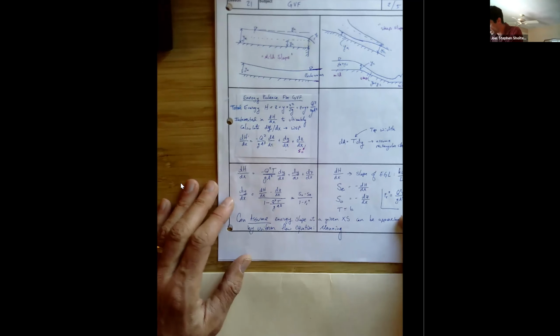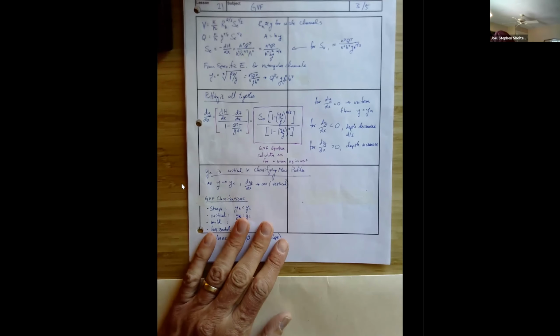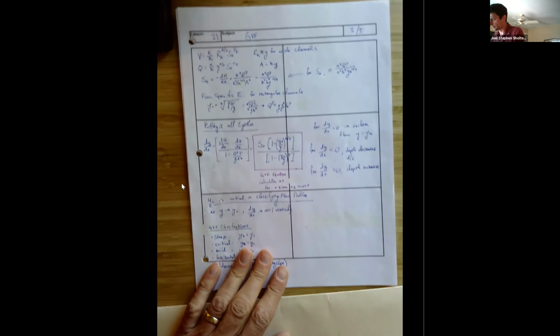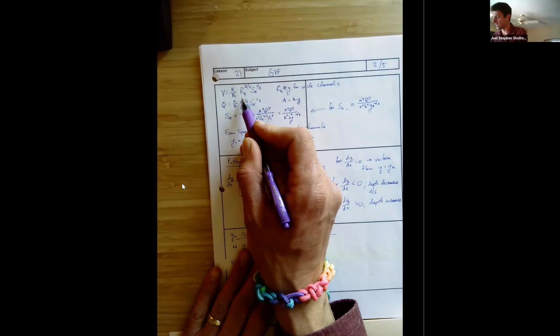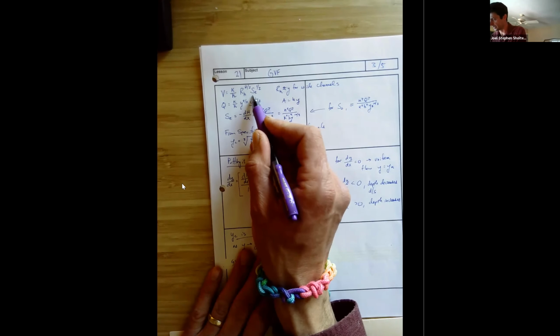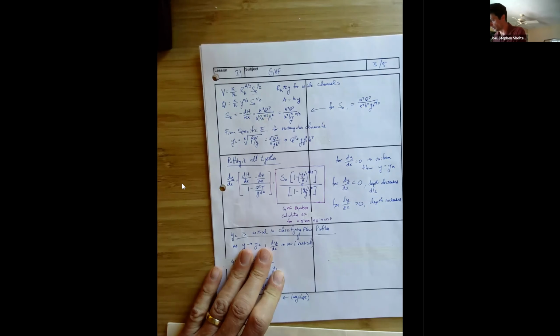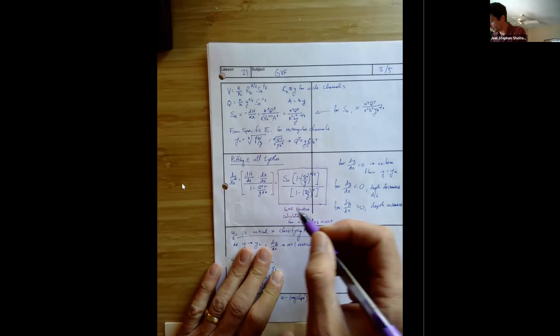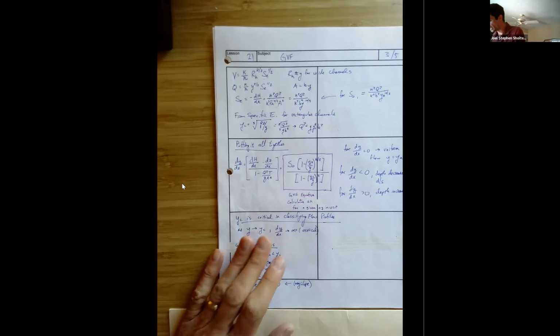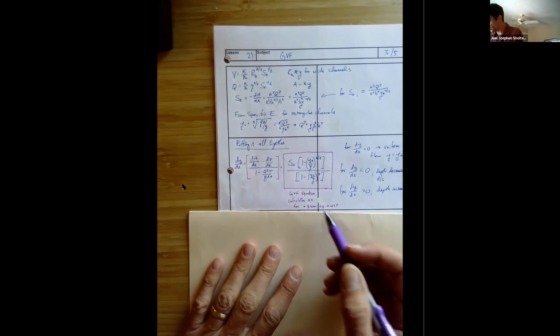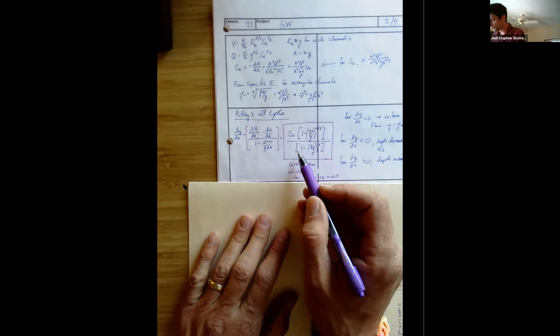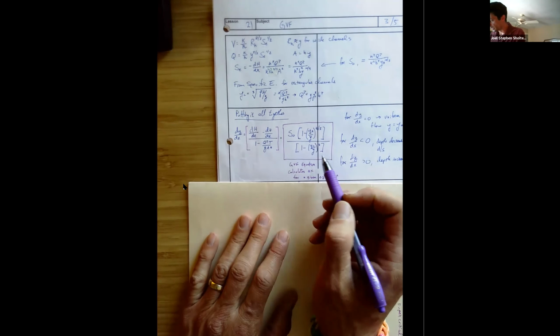All right, so I'm going to jump ahead. We'll note that Manning's equation comes into play because we need to calculate this energy loss slope. And what we end up with is this equation. So this is what our gradually varied flow equation is.